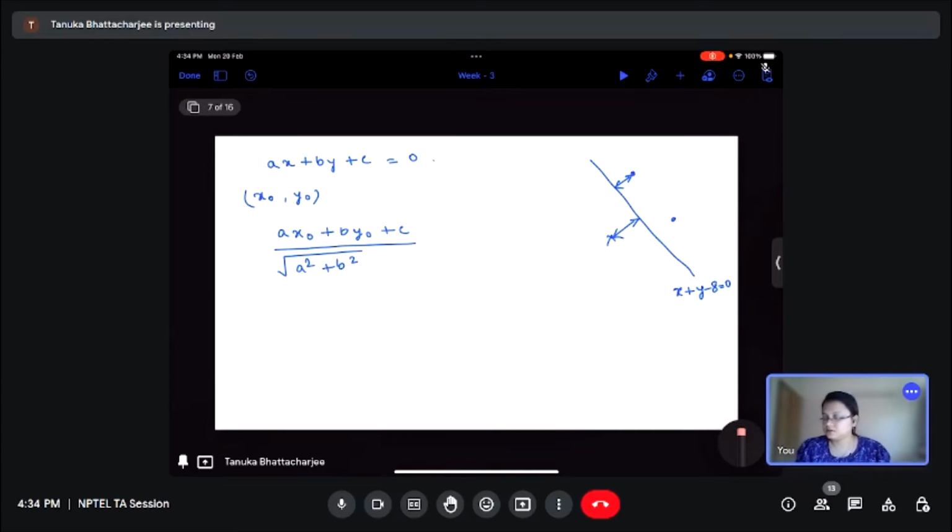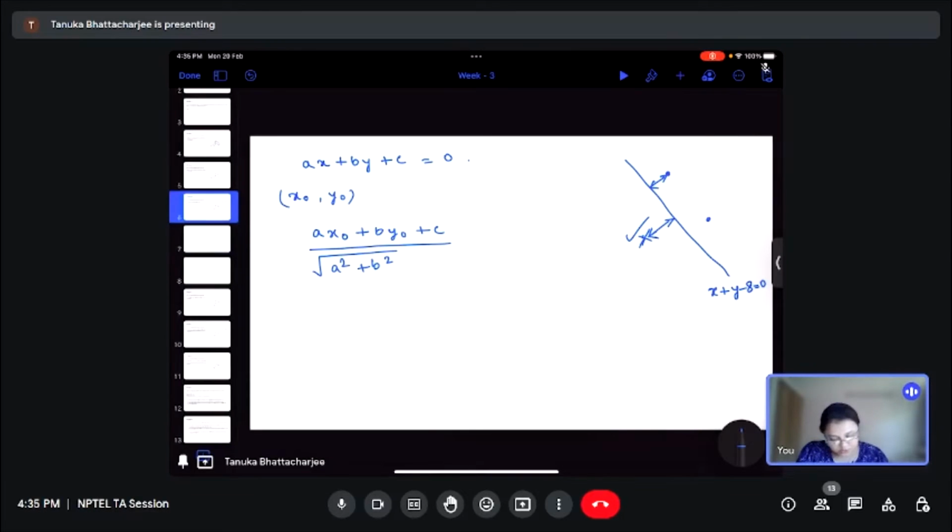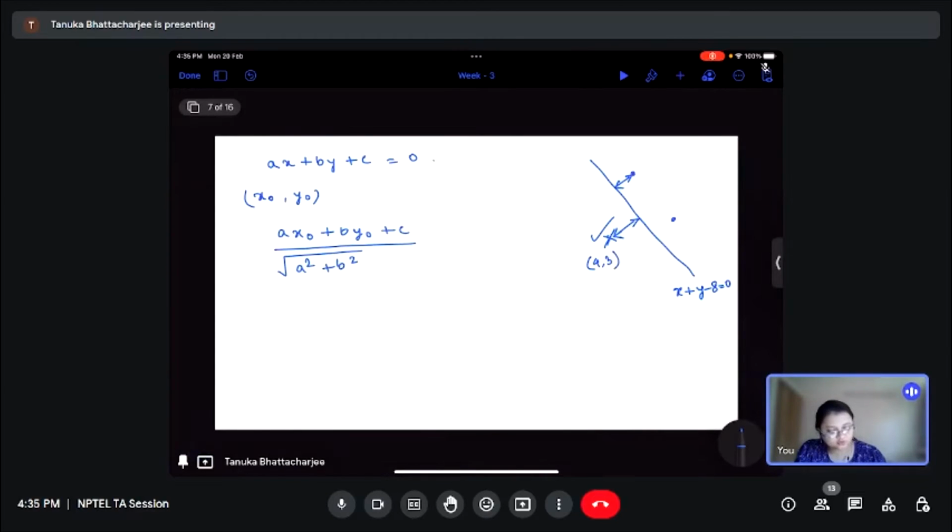This is the expression for the distance of x naught y naught from the surface given by ax plus by plus c equals 0. This is a standard formula. Now here you need the distance of a point. Let's say we take this particular point, which in our case was 4 3. So we have to compute the distance of 4 3 from the decision boundary x plus y minus 8 equals 0.